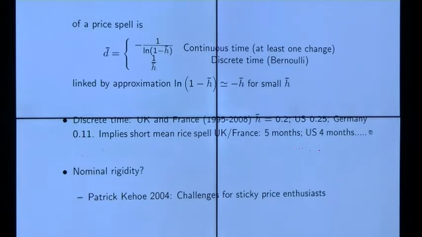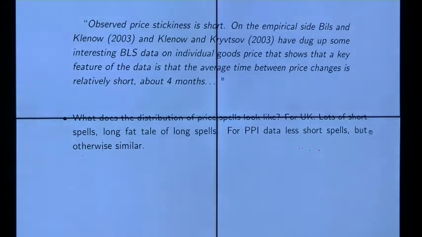Now, what does that tell us about nominal rigidity? When this work was first done, Patrick Kehoe, an American economist, wrote a short article called challenges for sticky price enthusiasts. What he said was that observed price stickiness is short. On the empirical side, Bils and Klenow and Kryvtsov have dug up some interesting BLS data, which is the CPI data for the US, on individual goods prices, that shows that a key feature of the data is that the average time between price changes is relatively short, about 4 months.